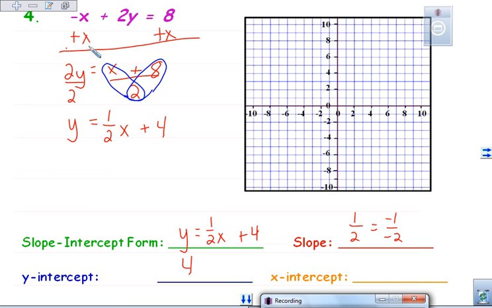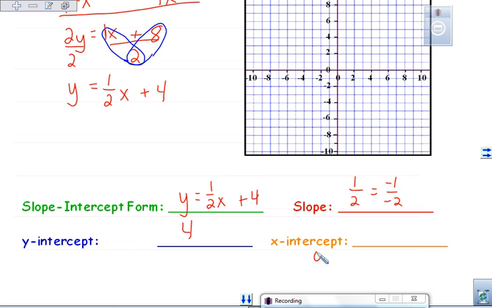So here's what we have. We're going to add x to both sides, trying to get the y by itself. Divide by 2. So then I'm left with a 1/2 and a 4. So y equals 1/2 x plus 4. Our slope is 1/2, which is equivalent to negative 1 over negative 2. And our y-intercept is 4. That's our b value. So to find our x-intercept, we have to plug in 0 for y.